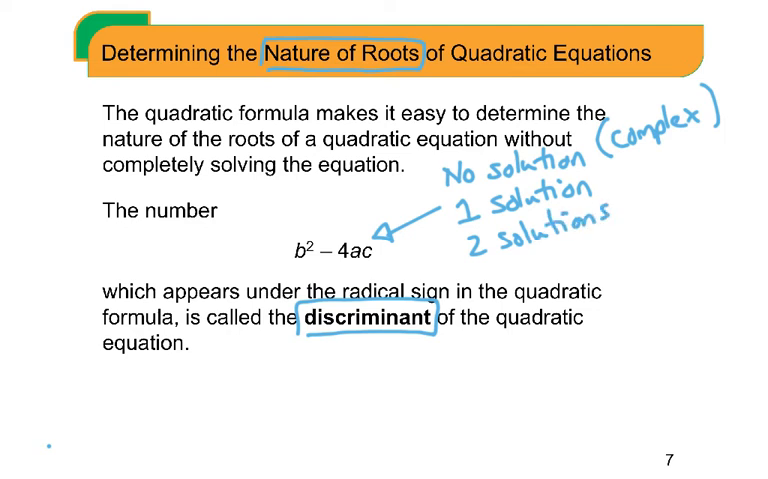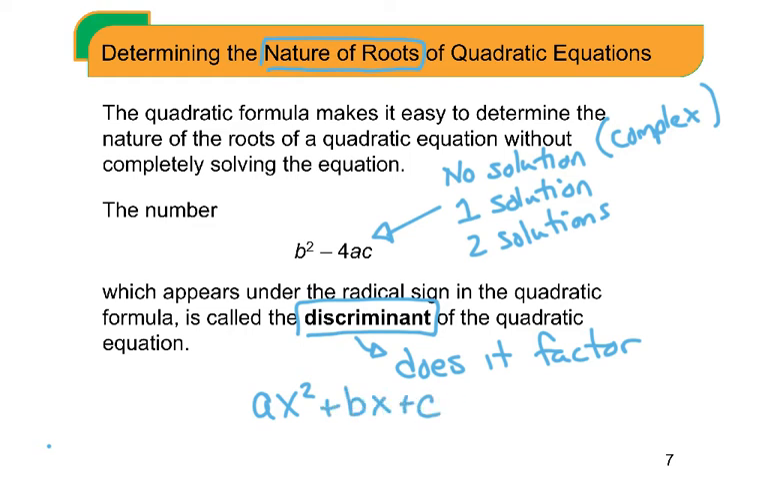The other thing the discriminant can do is tell you, does it factor? Does the quadratic equation that you're looking at, does it factor? Sometimes I like to check that before I start going down the road of other techniques.